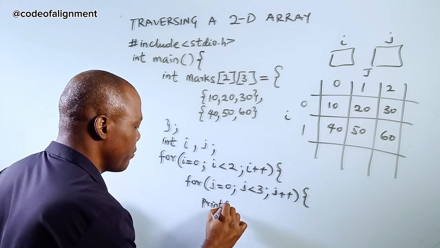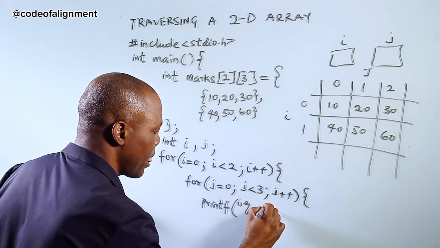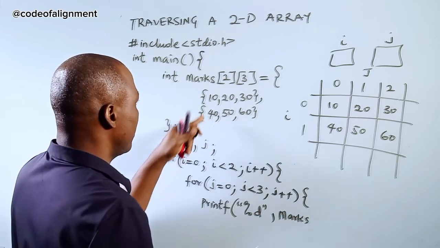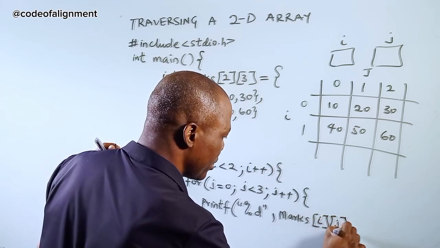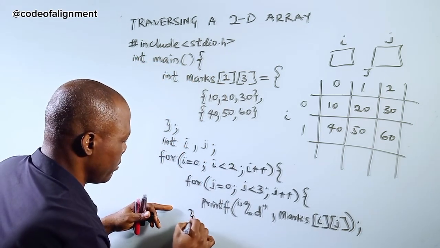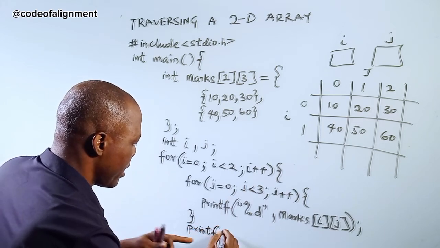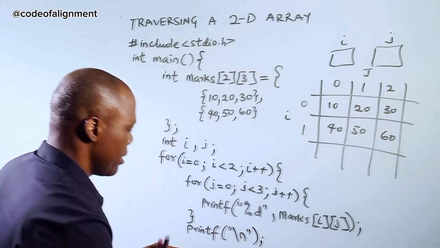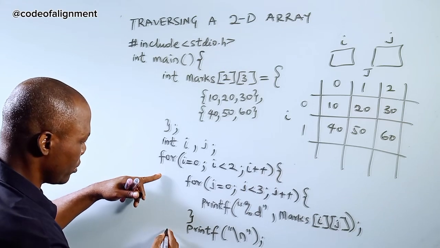Then inside here I'm going to print. I'm going to call my printf with percentage %d, a format specifier, and it's going to expect max, the array name, i, j. So I'm closing this and then closing my for loop. And then here I'll say printf, in this place, new line. Then I will close my outer loop.